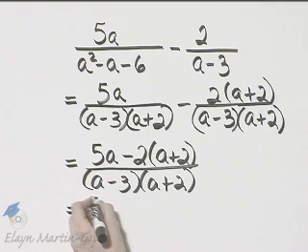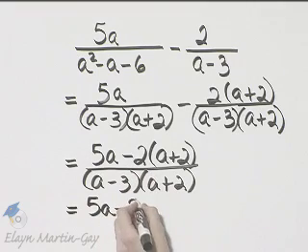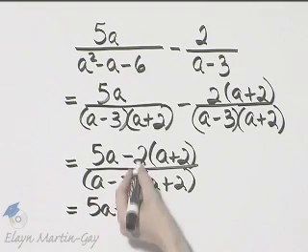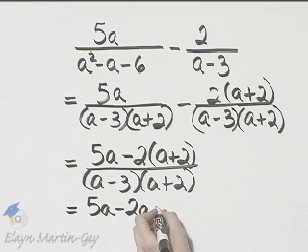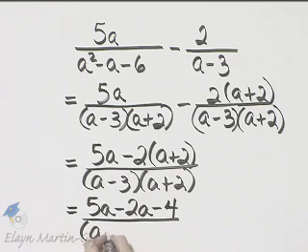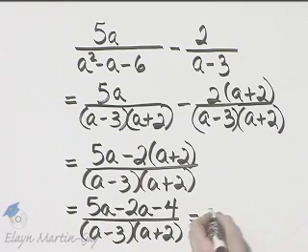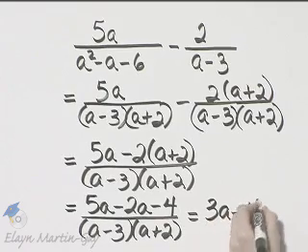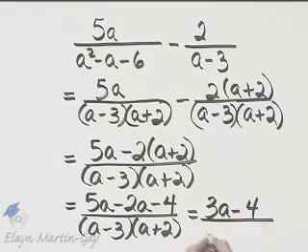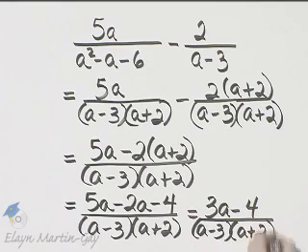So in the numerator I have 5a. Now let's go ahead and multiply. -2 times a, -2a, I'll write as minus 2a, and then -2 times 2, -4, I'll write as minus 4, all over that denominator, a minus 3 times a plus 2. And then let's just go ahead and simplify by combining like terms. 5a minus 2a, that is 3a minus 4, all over that denominator, a minus 3 times a plus 2.